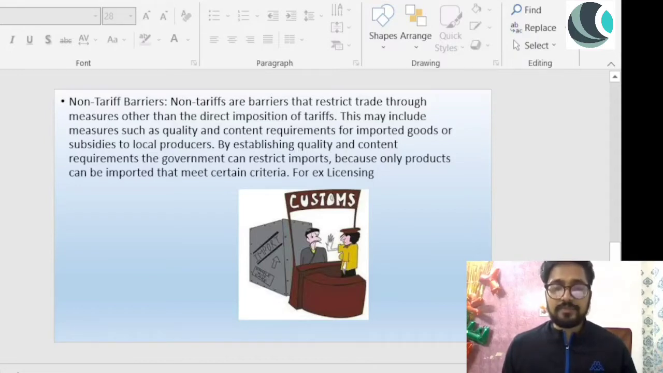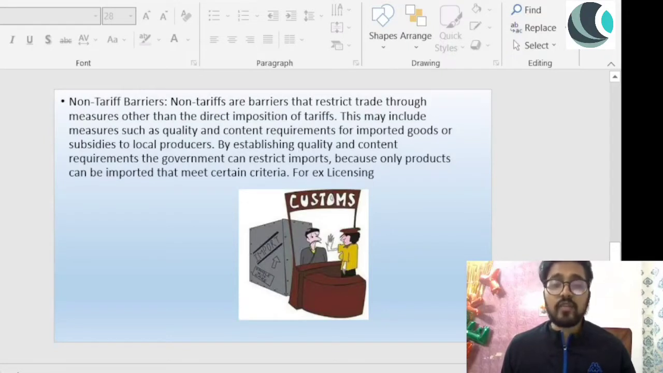Second, you can also impose a quota. There could be a limit, right? Quotas come under non-tariff barriers because, let's say, you have set that only 1 lakh candy bars can be imported from Japan. That is basically a quota. Not more than that can be imported, right? So that's how you can limit the import of the concerned good.